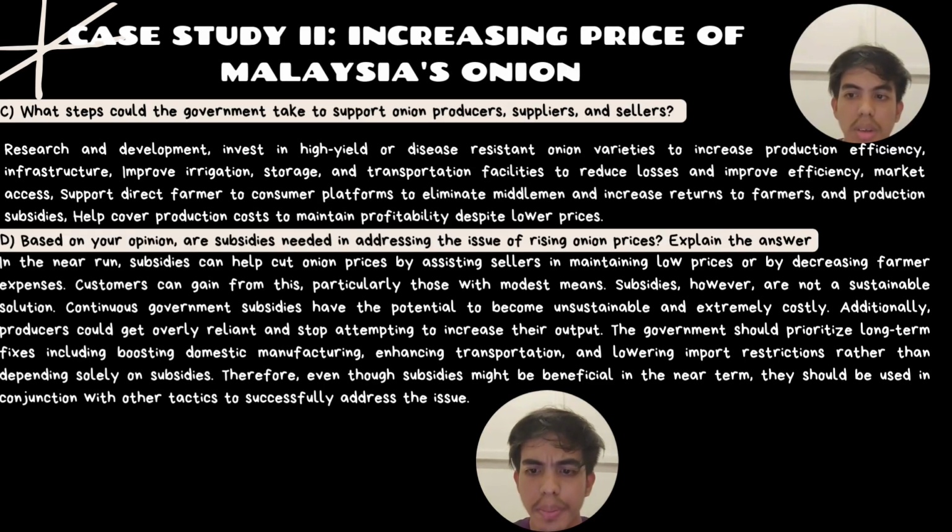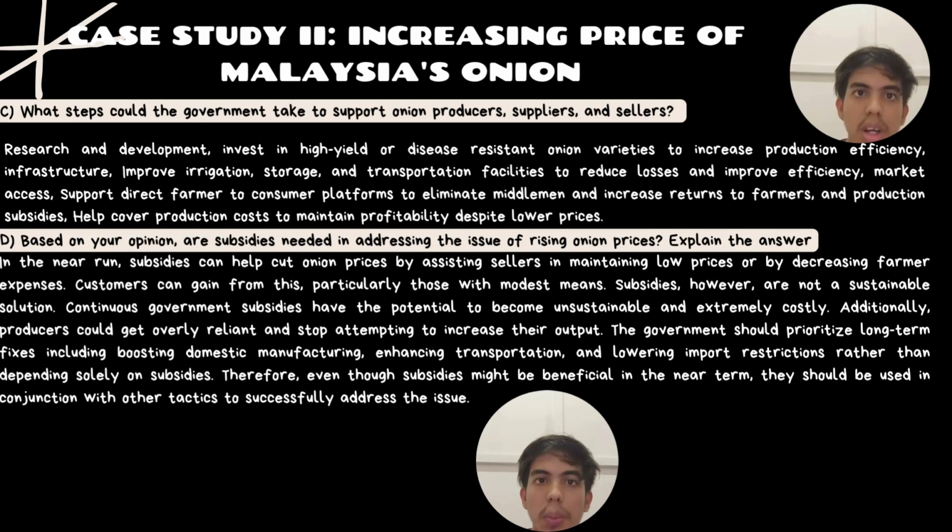Based on your opinion, is a subsidy needed to address the issue of rising onion price? Explain the answer. In the short run, a subsidy can help cut onion prices by helping sellers maintain low prices and reducing farmers' costs. Customers can gain market access, supporting directly those farmers of modest means. Subsidies, however, are not for middlemen.